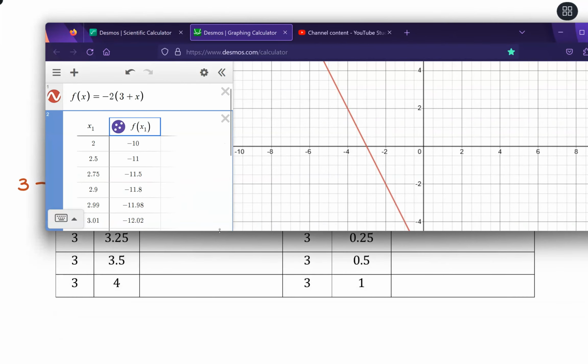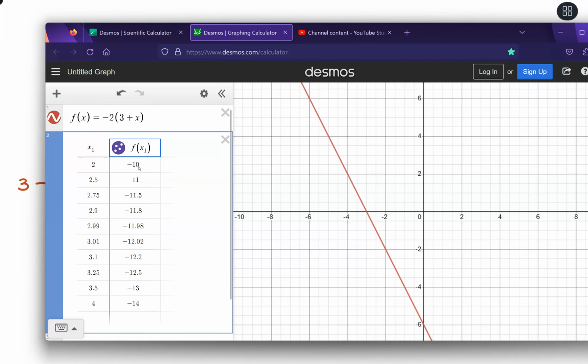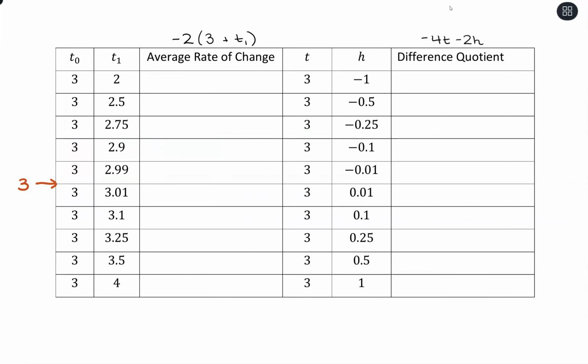So what we're going to see here is we start at -10, then it goes to -11, -11.5. What you can see here is we're getting closer and closer to -12. And we jump to a little below -12. And then we get further and further away. So what I'm just going to write here is that as we get closer and closer here and here, what we're approaching is -12. Let's see what happens with the difference quotient.